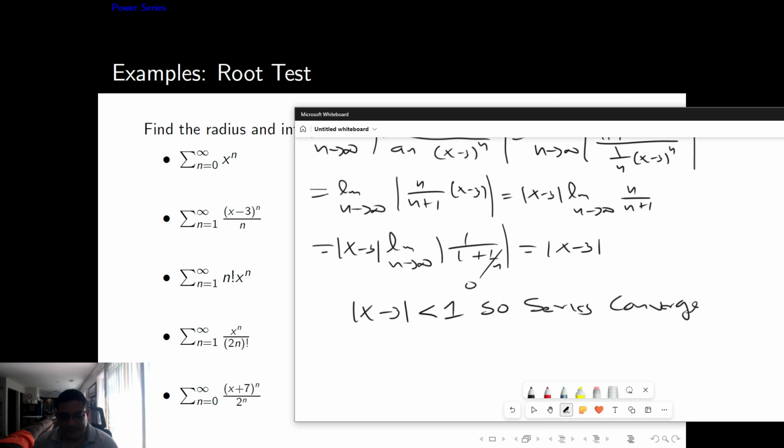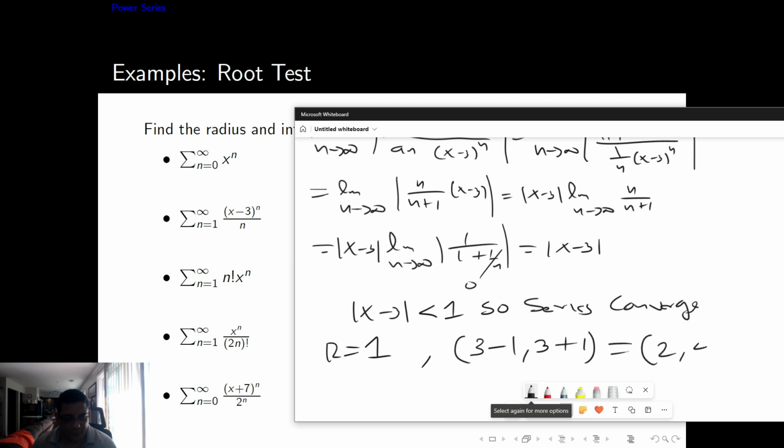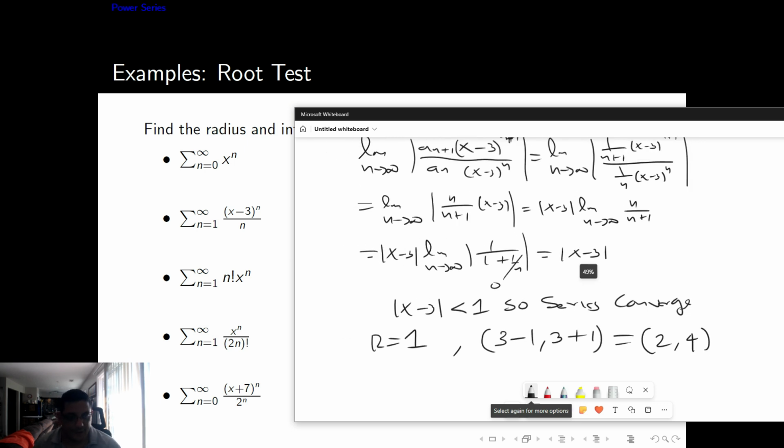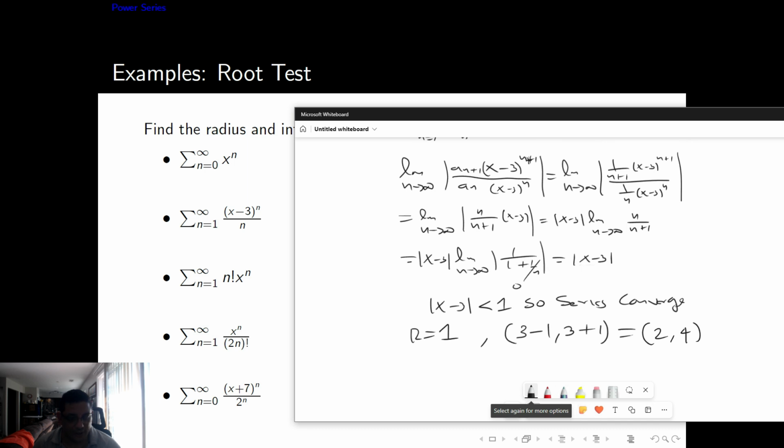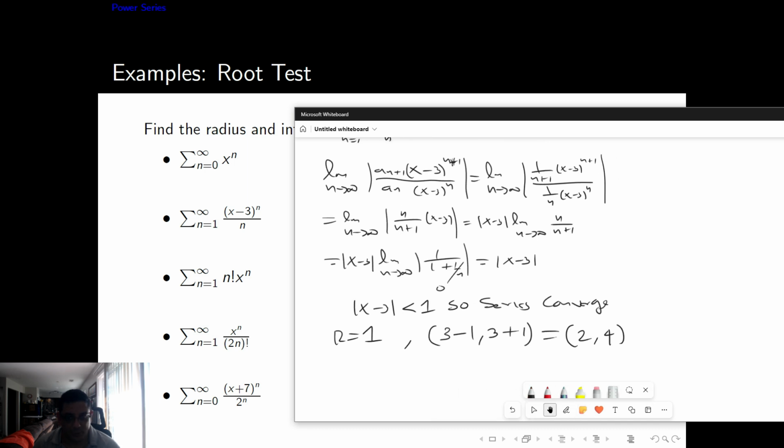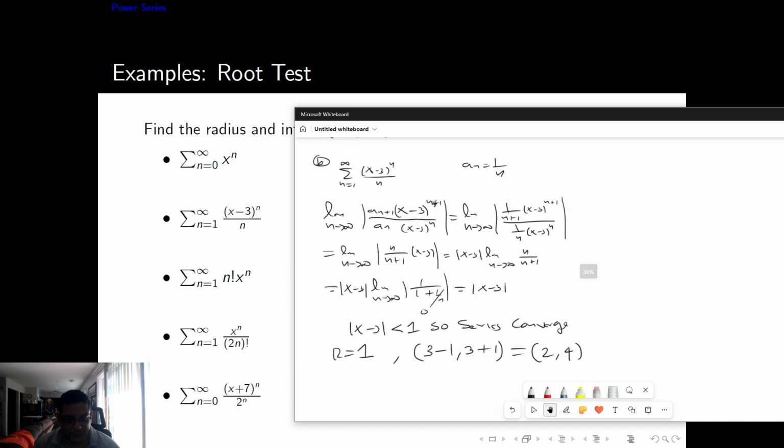And so that implies that the radius of convergence in this scenario is going to be 1, and the interval of convergence is just going to be 3 minus 1, 3 plus 1, since it's centered around x equals 3. So this gives me the interval 2 to 4. Now, if I'm willing to check what's going to happen with x equals 2 and x equals 4, I can check here.